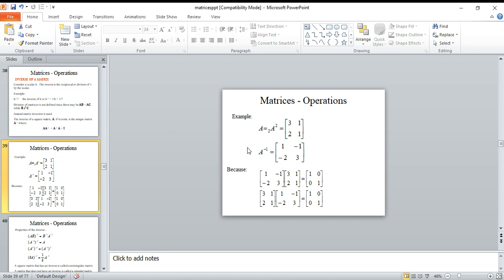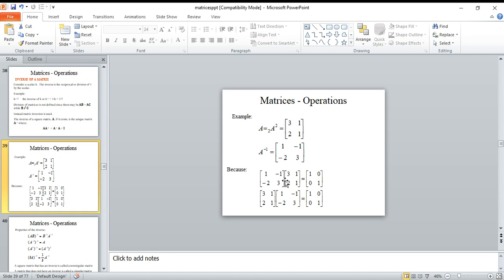Check it. Examples. The first row with the first column of the second matrix: 1 into 3 is 3, minus 1 into 2 is minus 2, and 3 minus 2 is plus 1. Okay, next. First row with the second column: 1 into 1 is 1, 1 into minus 1 is minus 1, and 1 minus 1 is 0.